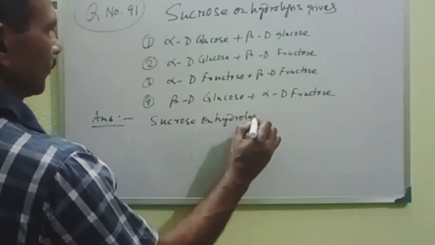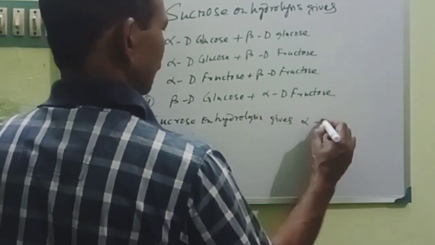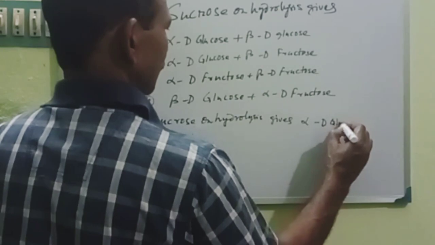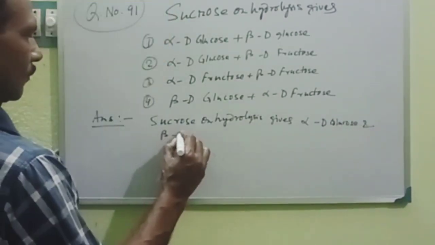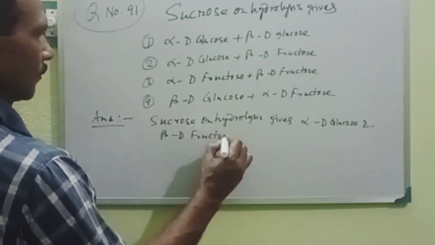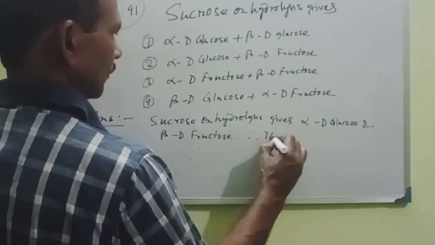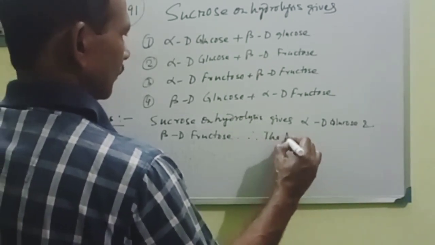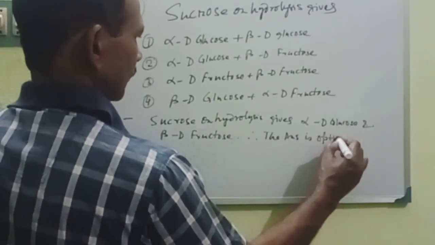Sucrose is a disaccharide. In the sucrose molecule, glucose remains as alpha D glucoside and fructose remains as beta D fructoside. Therefore, on hydrolysis, sucrose gives alpha D glucose and beta D fructose. Therefore, the correct option is option number 2.